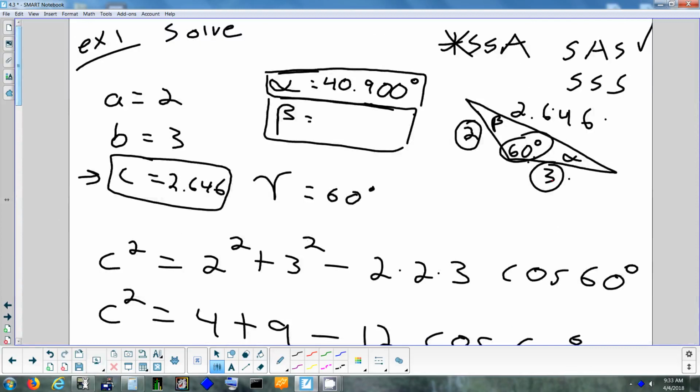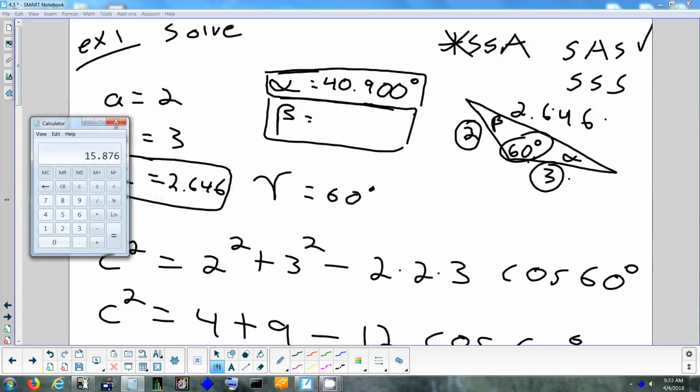Okay. Now, again, to get beta, you could do the same thing again with law of cosines. Or at this point, I'm just going to add up the 2 that I have and subtract from 180. So 180 minus 60 is 120, minus 40.9. And again, showing the accuracy, that's 79.100.